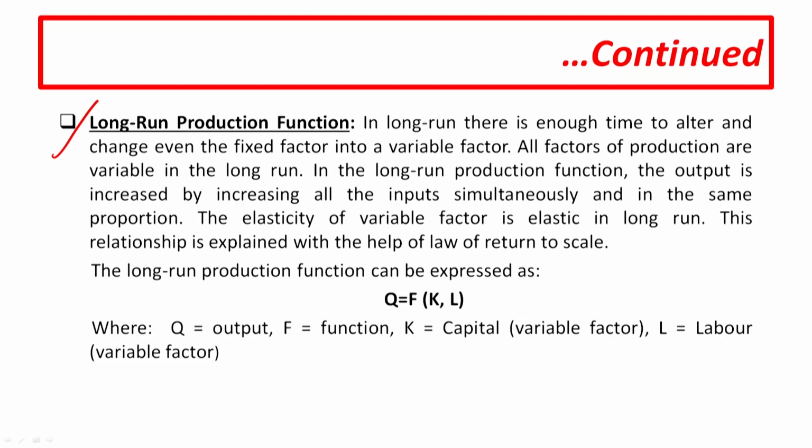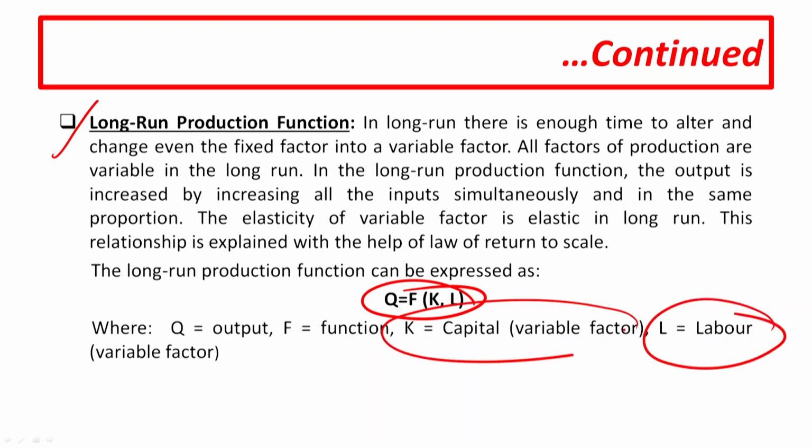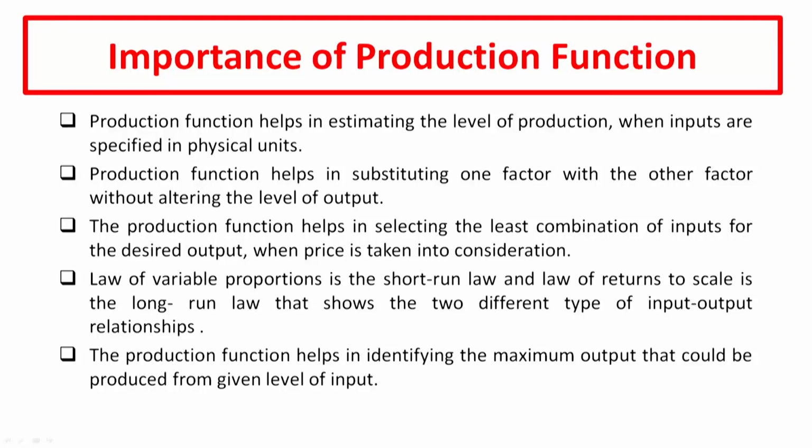This can also be represented in the form of a formula, that is Q is equal to F(K, L). That means Q is the output, F is the function, K represents capital, which is a variable factor, and L represents labor, which is again a variable factor. That means in the long run production function, all the factors used in the production function are variable in nature.